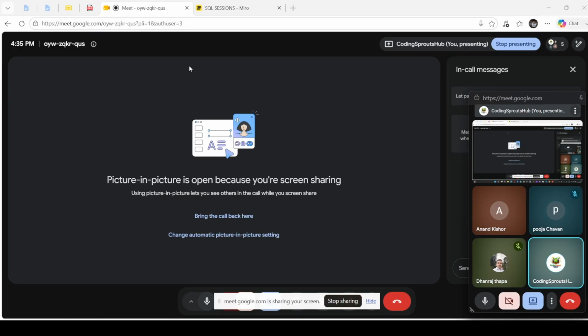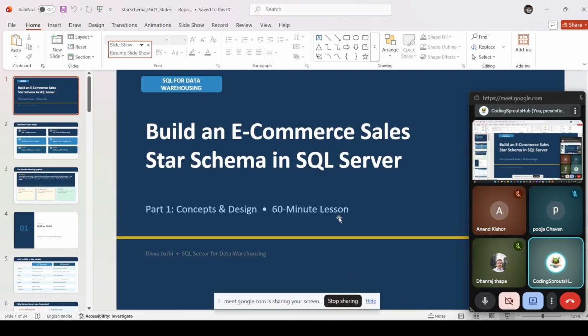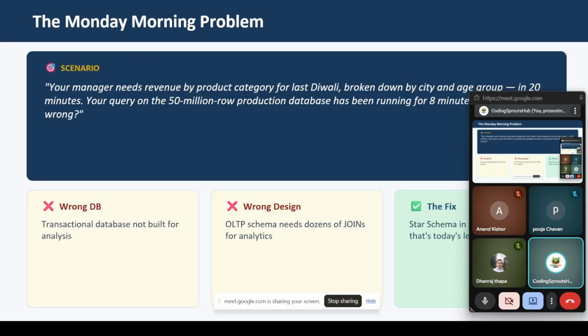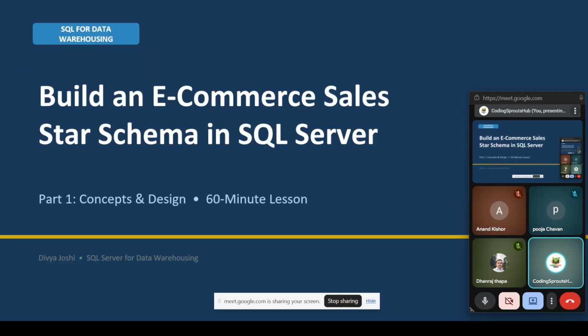Okay, let's start with today's discussion. So today we are going to start with a discussion regarding star schema. This was a doubt asked by a candidate who couldn't join today.